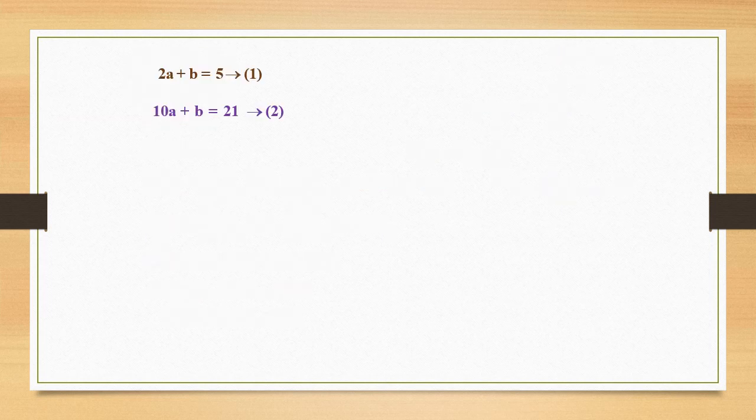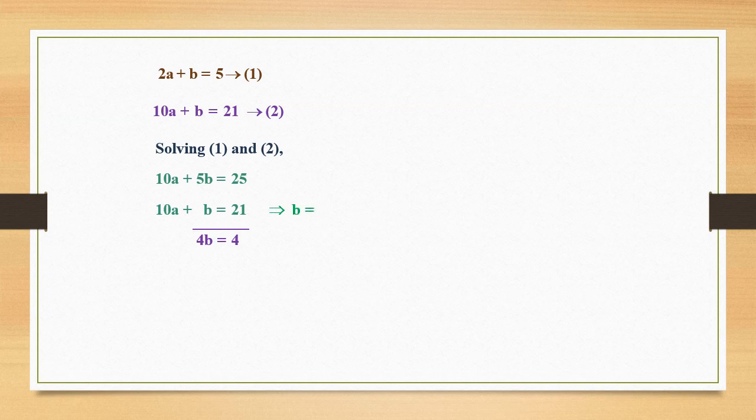So 1 and 2 are simultaneous linear equations. So on solving, we get 10a plus 5b is equal to 25 and 10a plus b is equal to 21. So by using the elimination method, 10a and 10a will cancel. 4b will be equal to 4, or b will be equal to 1. And substituting the value of b in either one of the equations, we get a is equal to 2.